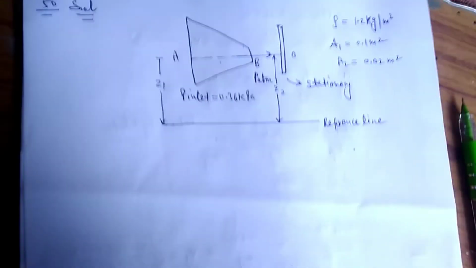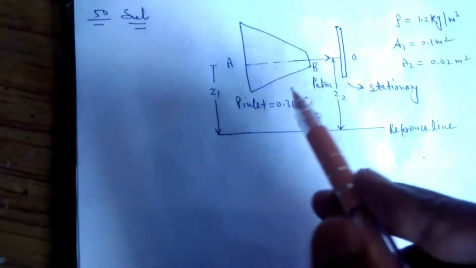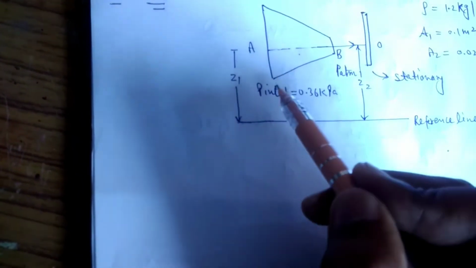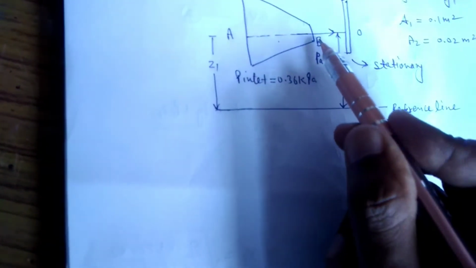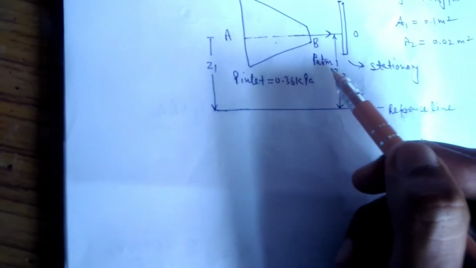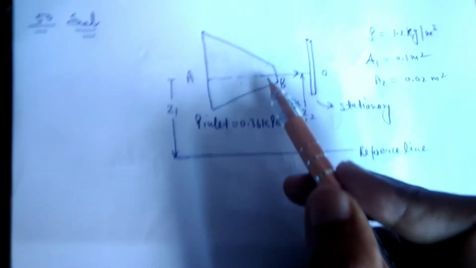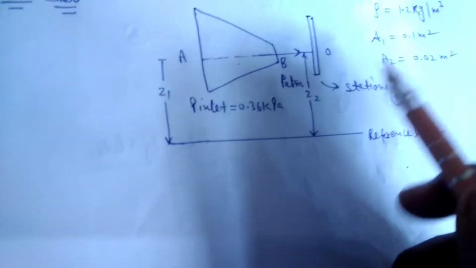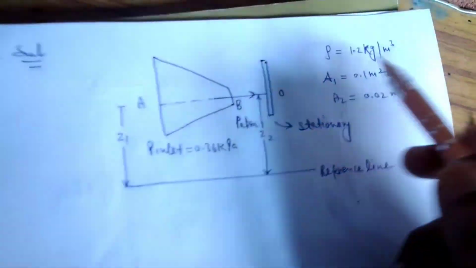Now solving this question. This is our diagram. This is a nozzle, this is the inlet of the nozzle and this is the outlet of the nozzle. At the inlet the pressure is given as 0.36 kilopascal and the outlet pressure is atmospheric pressure. The air coming out from the nozzle is striking this stationary plate, so we have to find the pressure at this point O.